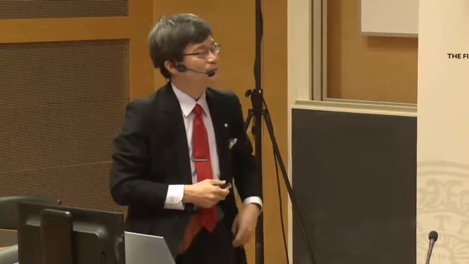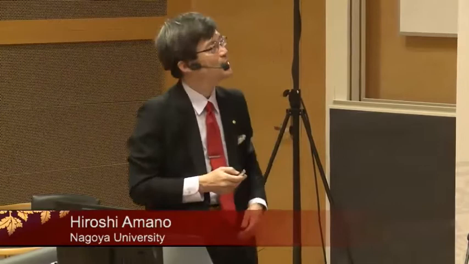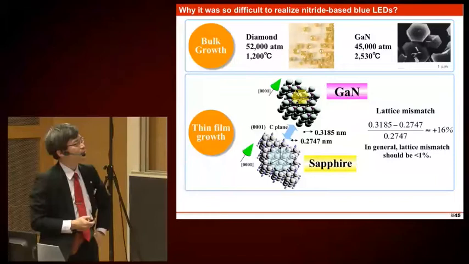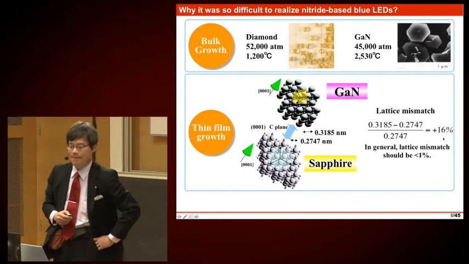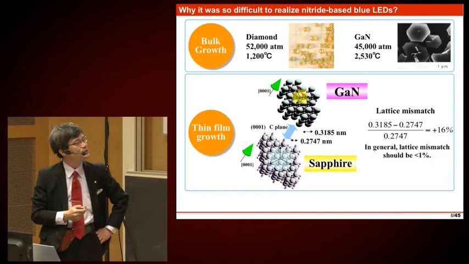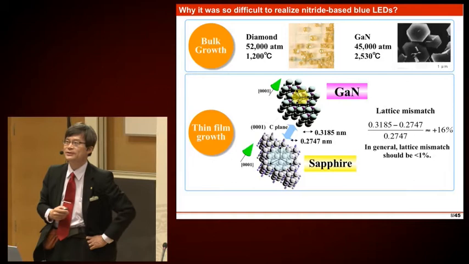Sapphire is one of the most promising materials because it is stable at high temperature and stable in an ammonia condition. But the problem of the sapphire is the large lattice mismatch between gallium nitride and the sapphire, which is as large as 16%. In general, for the heteroepitaxial growth, the lattice mismatch should be less than 1%. So the 16% lattice mismatch makes it almost impossible to grow the gallium nitride.